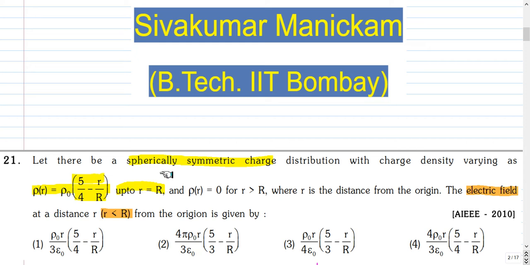Let there be a spherically symmetric charge distribution with charge density varying as rho(r) equal to rho naught into (5/4 minus r/R) up to r equal to capital R, and rho(r) equal to 0 for r greater than R, where r is the distance from the origin. The electric field at a distance r less than capital R from the origin is given by.